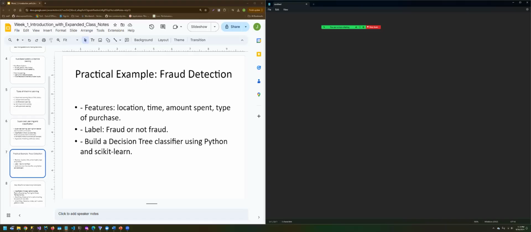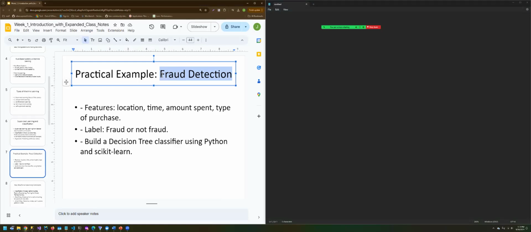There we go. All right, so on one screen I have a blank notepad, and on the other one I have the PowerPoint.